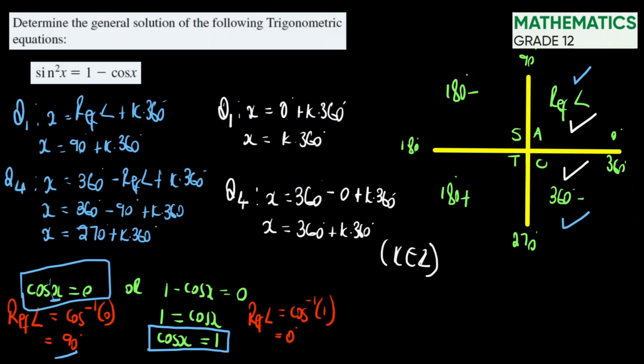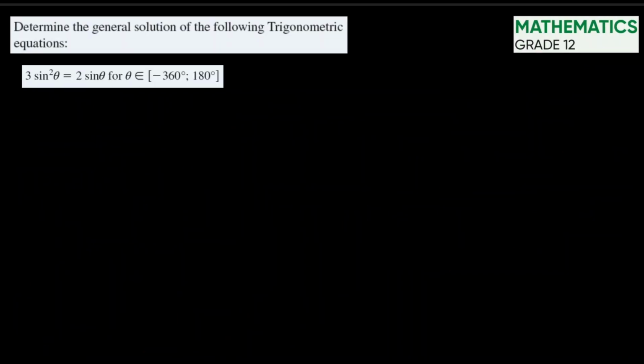And then we would have found all the relevant solutions for cos of x is equal to 0 and cos of x is equal to 1, and also k is an element of Z. So let's move on to the next question, where now we're given an interval where we need to find the possible values of theta. So we're given that 3 sine squared theta is equal to 2 sine of theta. And we have to find the general solution for this, but they're giving us an interval.